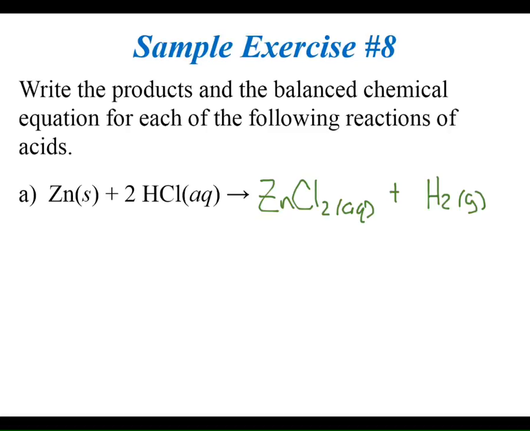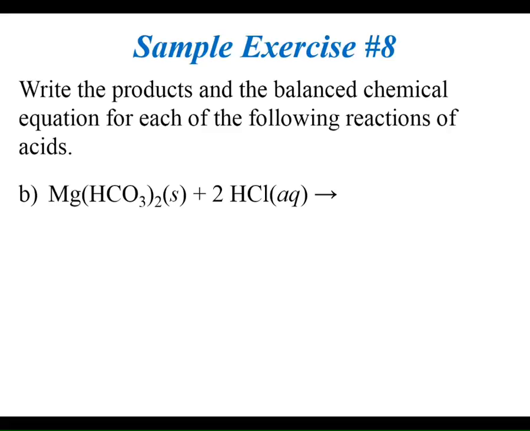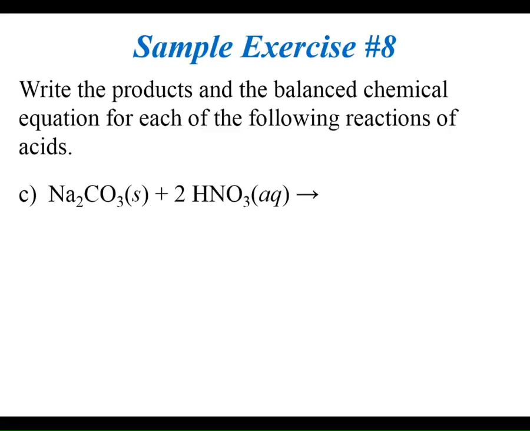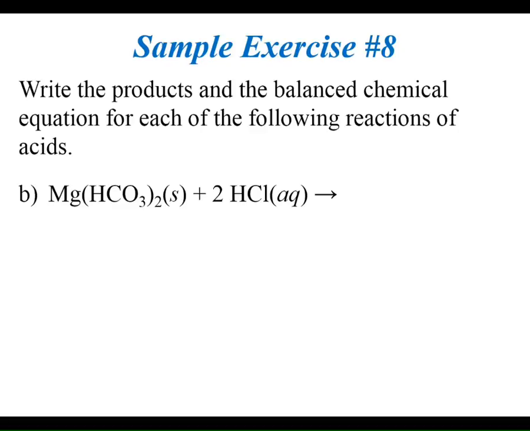Okay? How about this one? Let's try this one together. How'd you name that first one, by the way? Name that one on the left. How would I name this? Magnesium bicarbonate, or you could call it magnesium hydrogen carbonate. Either way, right? Okay. And how do you name that acid? Have a little practice. How do you name that acid? HCl.